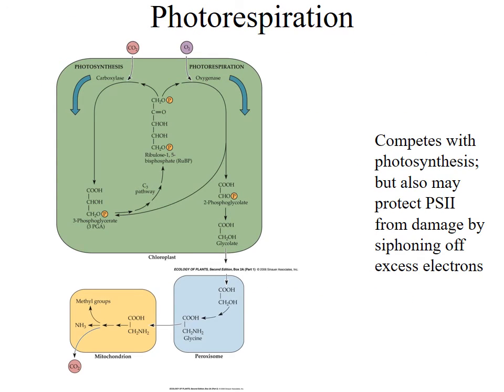Before I do that, though, I just wanted to talk a little bit more about the process of photorespiration. So this is a competing process with photosynthesis, essentially, that occurs when the enzyme Rubisco binds with oxygen instead of CO2. And so photorespiration is generally seen as a negative thing that competes and reduces the rate of photosynthesis. But it is thought that photorespiration might have some benefits, specifically protecting photosystem 2 from damage that can be caused by an excess of electrons.